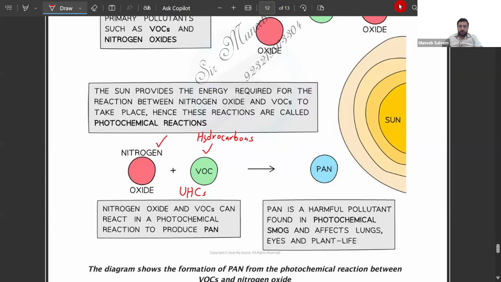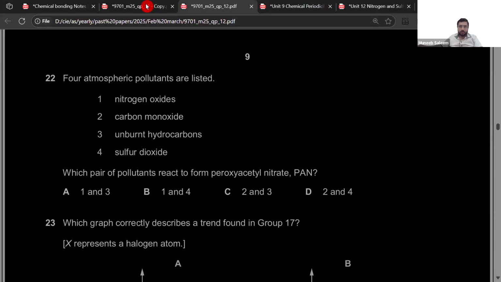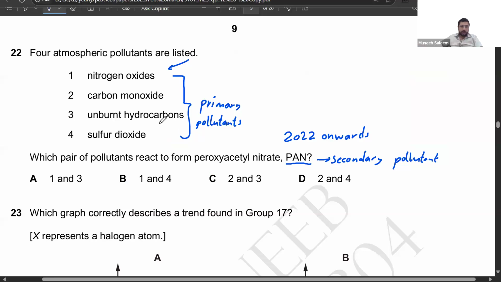All right, now we go back to the question. The question had these options. So we do require the nitrogen oxide. It could be NO, it could be NO2. And we also require unburned hydrocarbons, or you can also call them VOCs. So these two are required, 1 and 3. So 1 and 3 are mentioned here. That's why the correct option becomes option A.